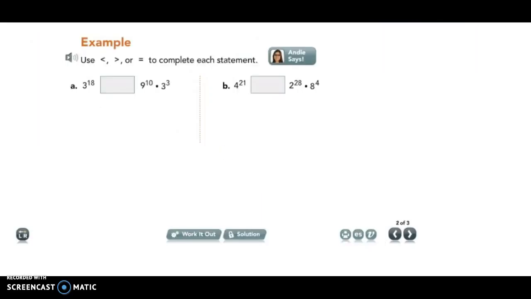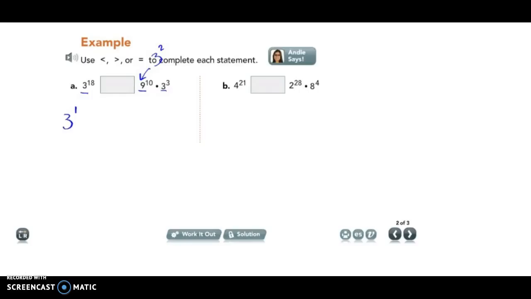Okay, let's try a couple of others that are like it. First, we're going to look at our bases. So here we have a 3 to the 18th. Here we have a 9 to the 10th and a 3 to the 3rd. Well, we know that 9 is the same as 3 squared. So we're going to go ahead and make all of them 3.